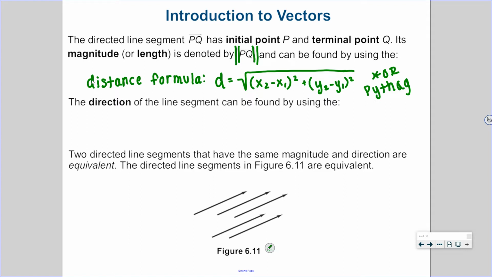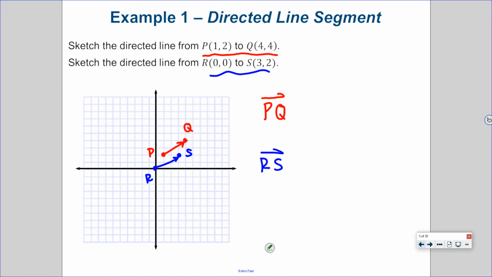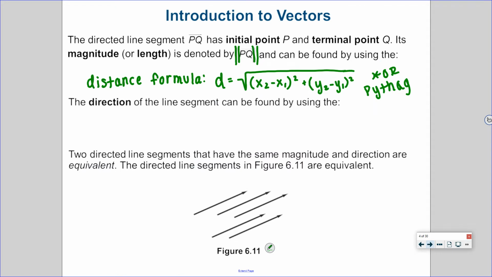So obviously we can calculate that length, and then we can also calculate what direction the vector is going with the arrow by calculating the slope of it. That's another thing that we care about when we're talking about vectors, the direction, which can be found by using the slope formula.